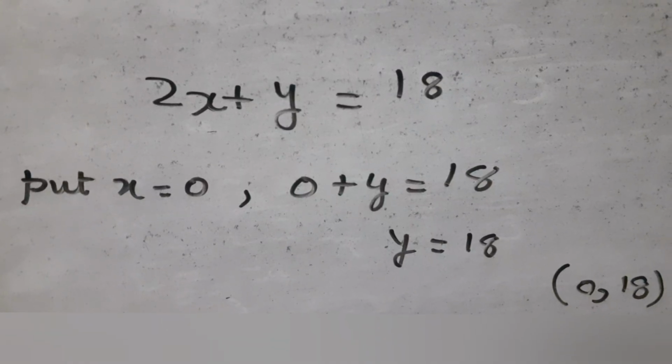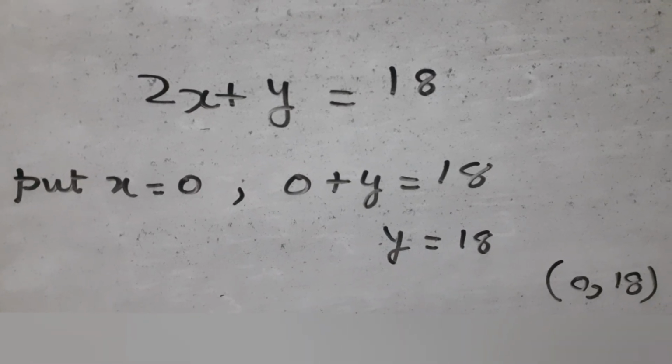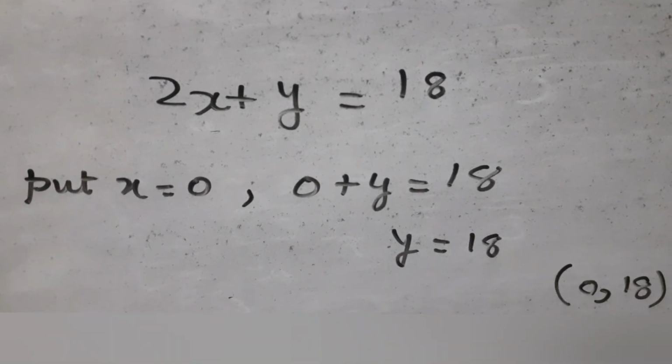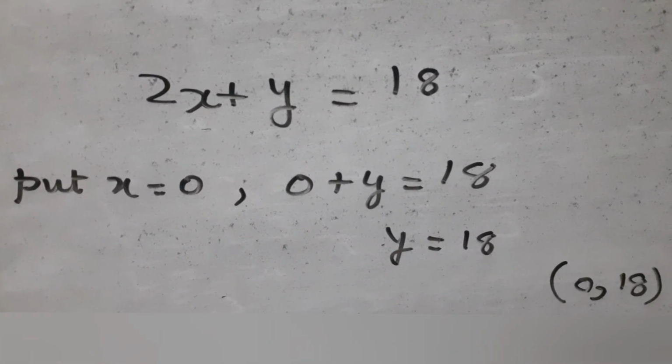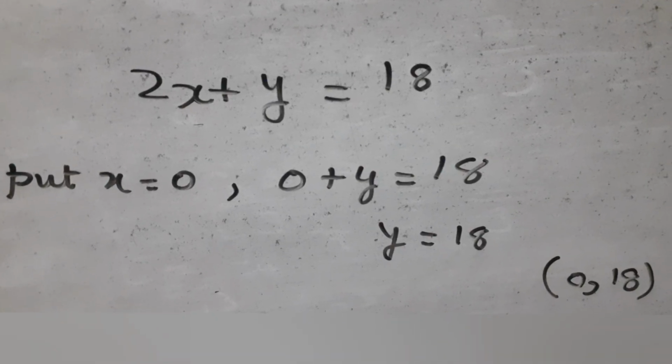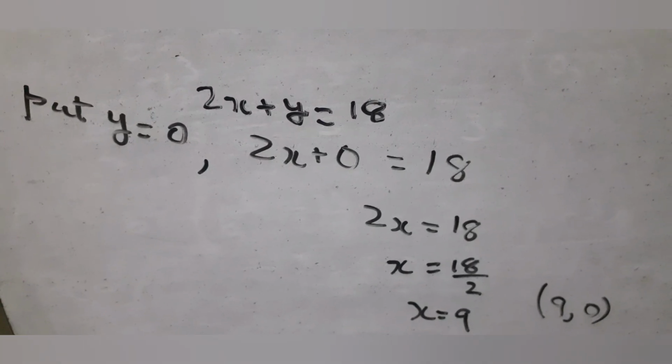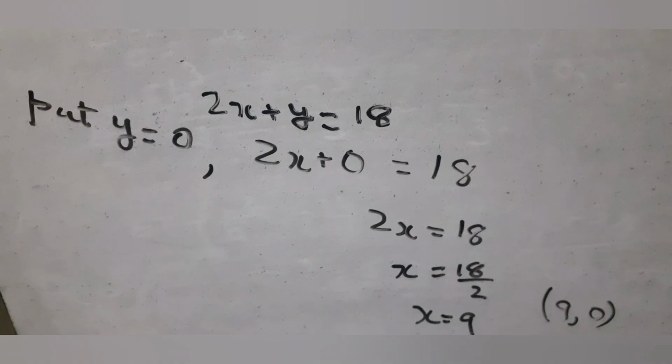Start with 2x plus y equal to 18. Put x equal to 0 to get y equal to 18. We get the point (0, 18). Similarly, put y equal to 0 to get x equal to 9. We get the point (9, 0).